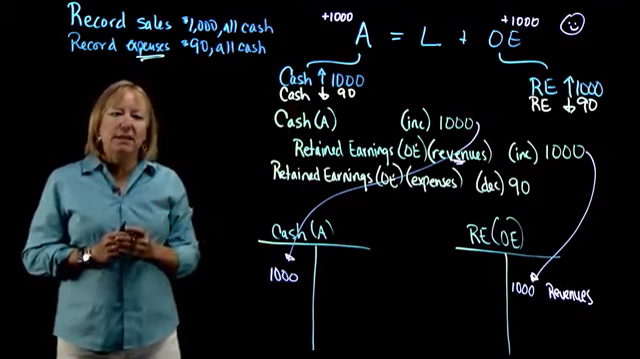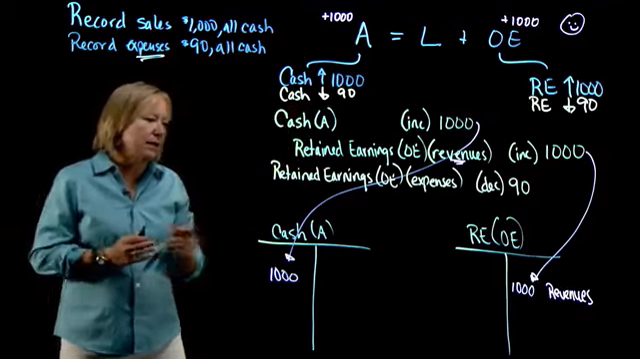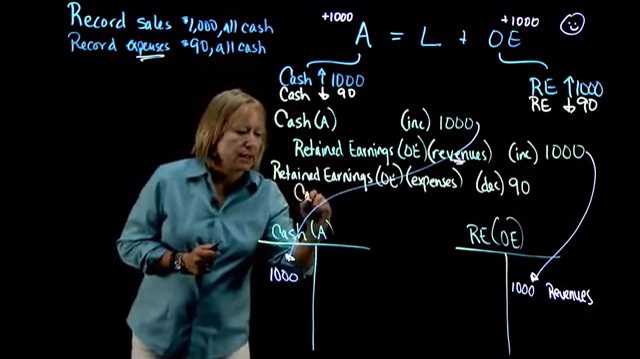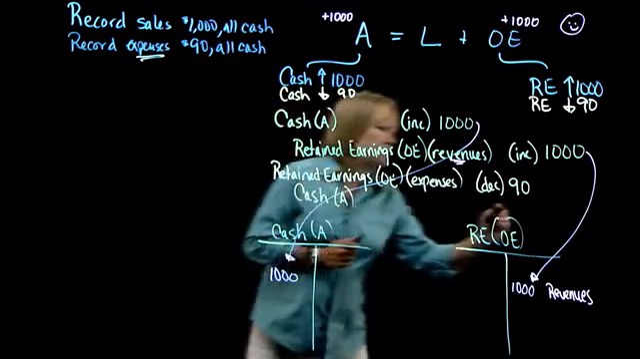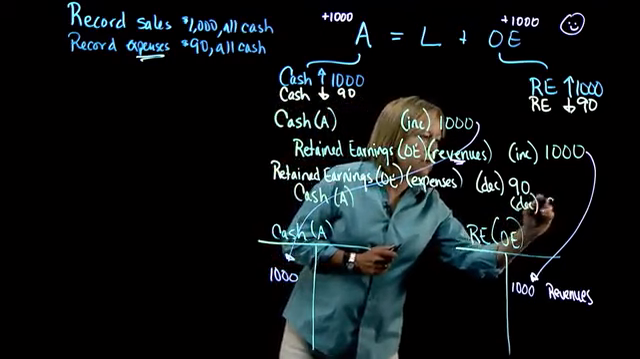Cash is decreasing. That's an asset, so that's our right side or credit part of the entry. Cash, asset, decreases by 90.